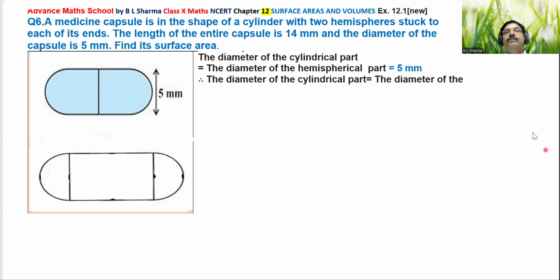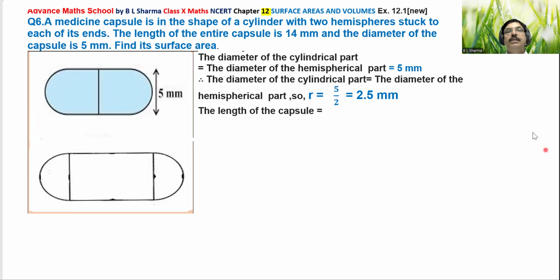So diameter of cylindrical part, that is diameter of hemispherical part. So radius will be 5/2 because diameter is 5 millimeter. So radius is 5/2, means 2.5 millimeter. The total length of the capsule is 14 millimeter. So length of cylindrical part is equal to h. Cylindrical part यहां से यहां तक कितना होगा देखिएगा.